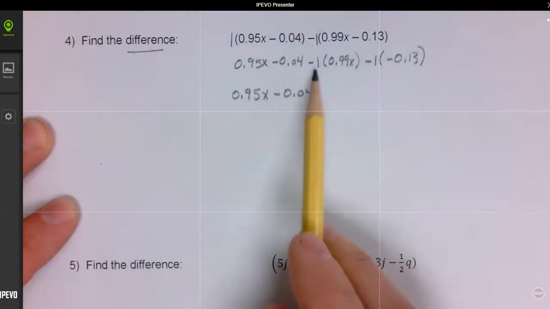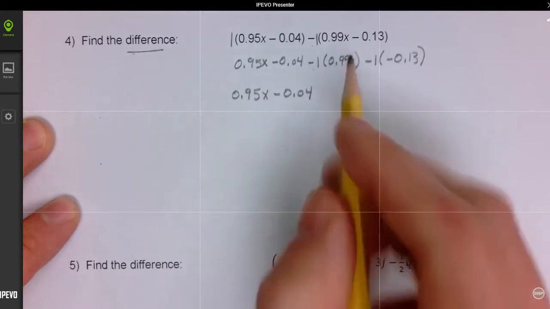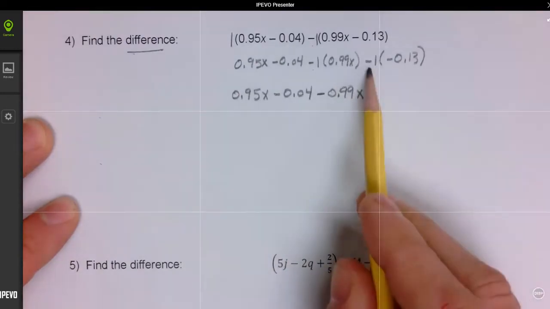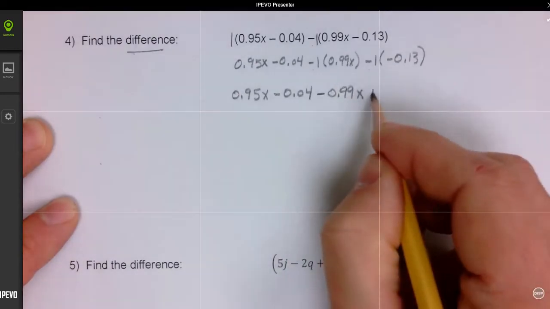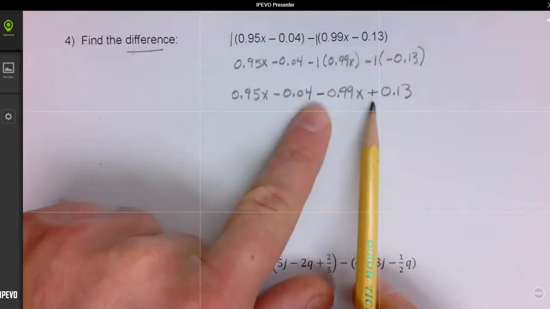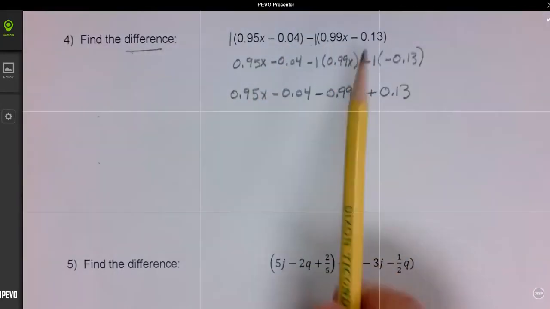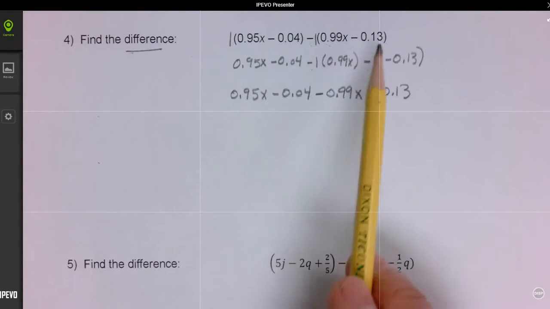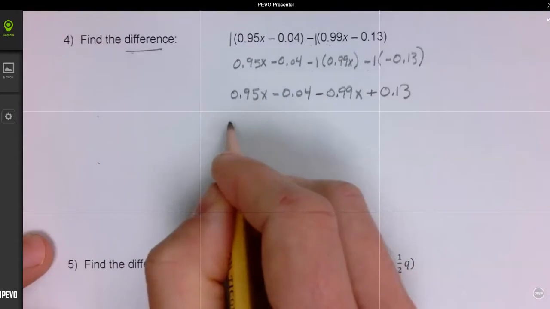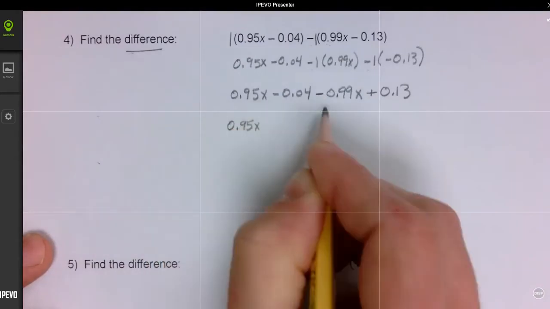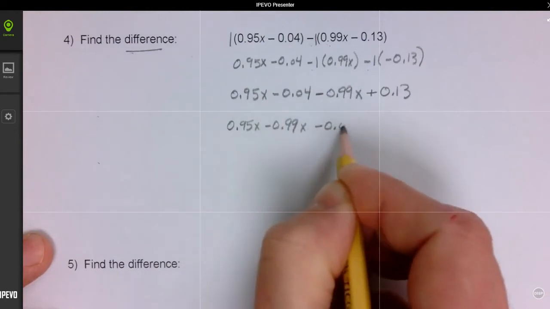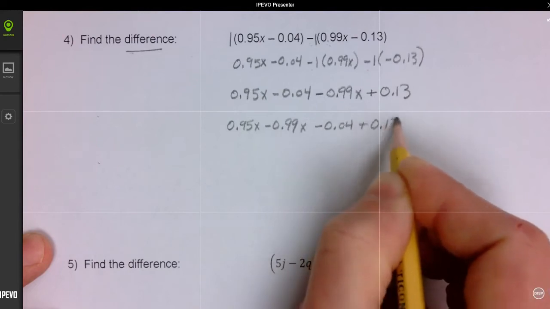And now when I do this multiplication, negative 1 times 99/100 x is negative 99/100 x. Negative 1 times negative 13/100 is positive 13/100. So the signs of these two terms changed from what they were originally. This was originally positive, now it's negative. This originally was negative, now it's positive. Now we'll rearrange it. I have 95 hundredths x minus 99 hundredths x minus 4 hundredths plus 13 hundredths.